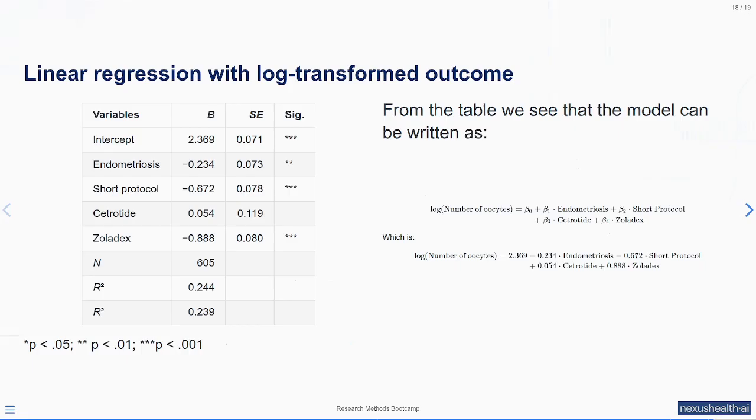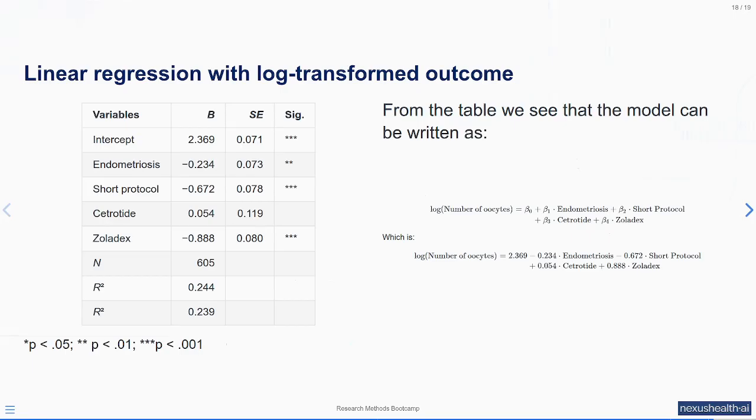And this is the regression output for the log transformed outcome. Remember that in this case the dependent variable has been log transformed, and these are the variables we put in. We had endometriosis, short protocol, which is a treatment protocol, and then use of cetrotide and Zoladex, and we have an R squared of 0.244. I hope we do remember what R squared means.